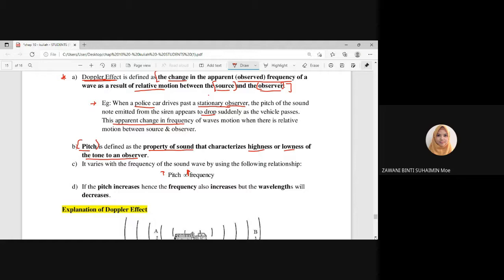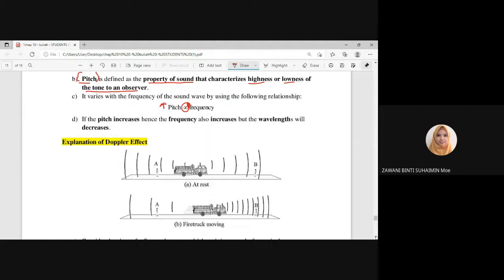Okay, so untuk bunyi yang ada frekuensi yang tinggi, maksudnya dia pun akan ada pitch yang tinggi. Sebab apa? Relationship di antara pitch dan juga frekuensi adalah directly proportional. Okay, so kalau frekuensi tinggi, maksudnya pitch awak pun tinggi. If the pitch increases, hence the frequency will also increase lah, because dia ada direct relationship. So this is the explanation for Doppler effect.